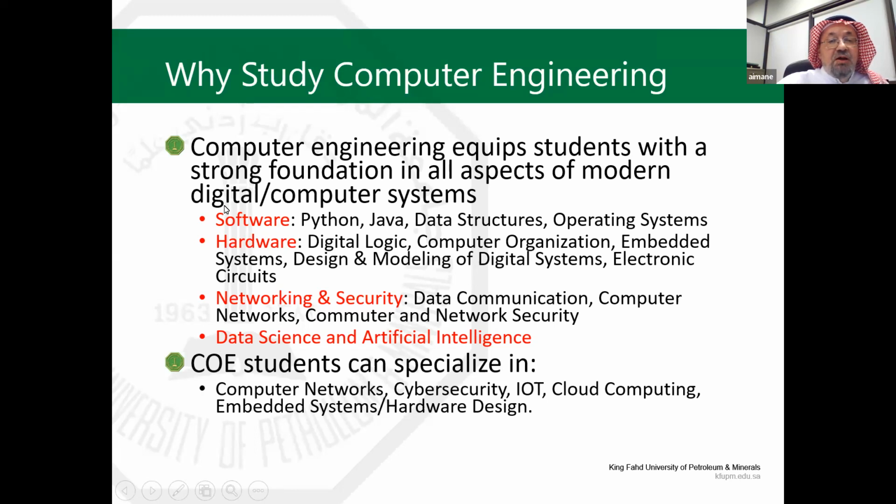So I'm talking here about the core courses. I didn't talk about the electives. Now, once you end up with these courses, you'll see that you really have a strong foundation in all these aspects, which basically, as I said, compose a digital system. Now, after that, computer engineering students can specialize. In the senior year, they can choose to specialize in one of the areas. For example, computer networks or cybersecurity or Internet of Things or cloud computing or embedded systems, hardware design, and many others, as I'm going to talk about next.